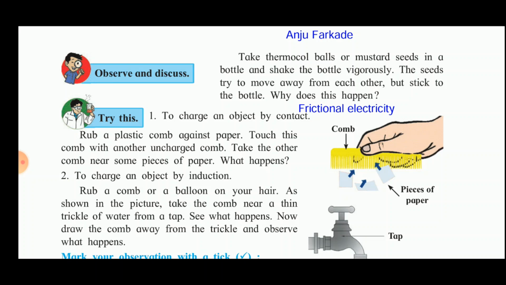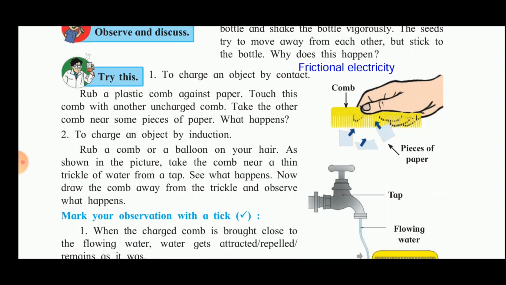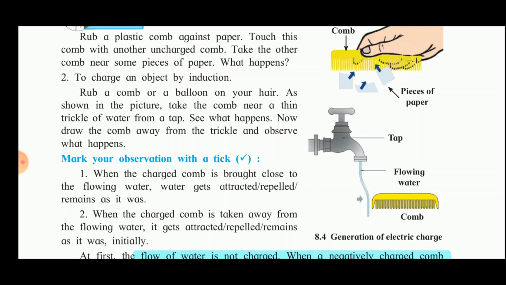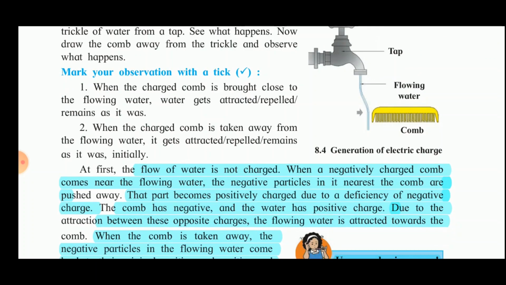The second one is to charge an object by induction. Rub the comb or a balloon on your hair as shown in the picture and take the comb near a thin trickle of water from the tap. See what happens. Now draw the comb away from the trickle and observe what happens. When the charged comb is brought close to the flowing water, the water gets attracted towards it, and when the charged comb is taken away from the flowing water, it goes back to how it was initially.